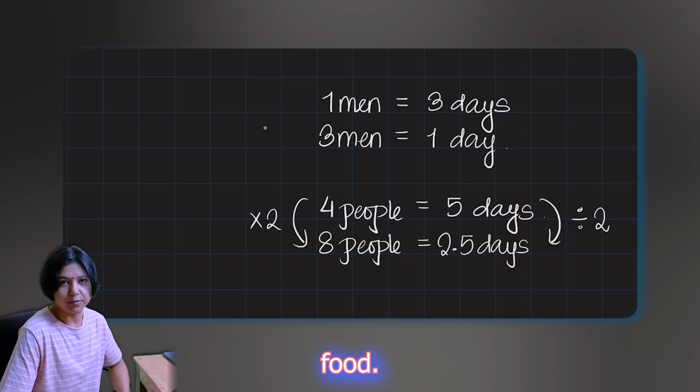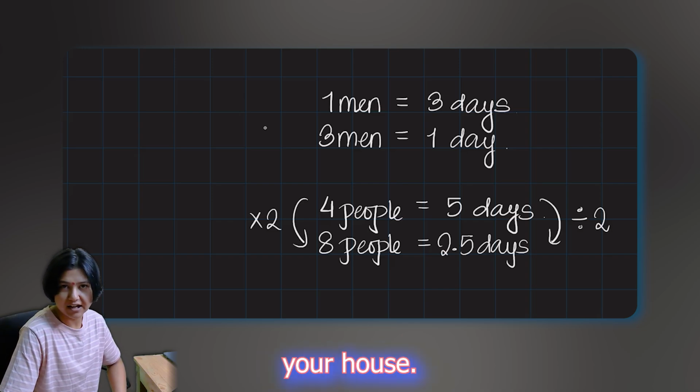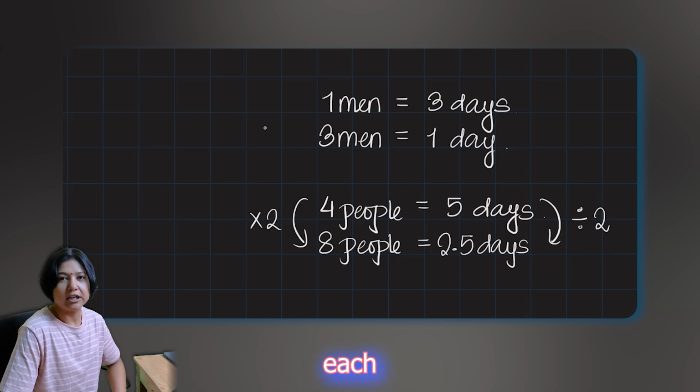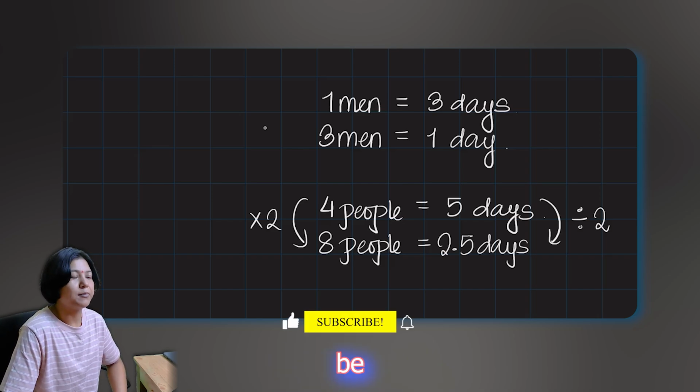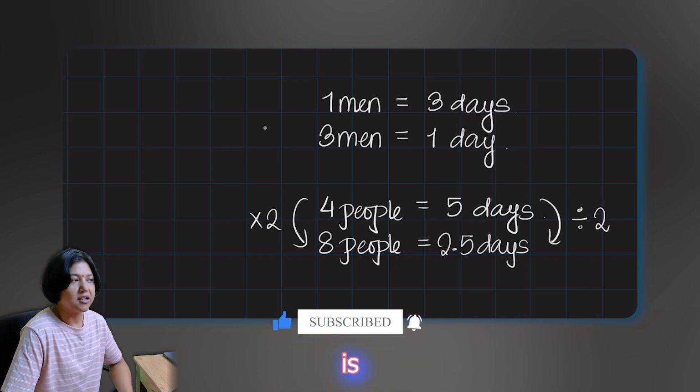Similarly, think about food. You have a limited amount of food in your house. More people come to your house. The amount of food each person will eat will be less now if there are more people. These are more relevant examples of how inverse proportion is connected in day-to-day life. That's it.